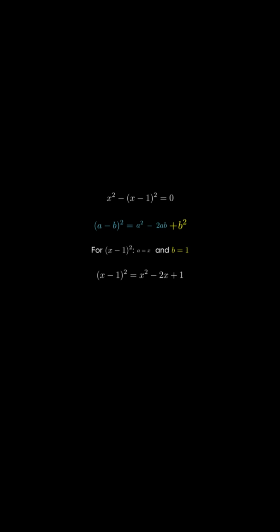Remember that any number raised to the power of 2 is that number multiplied by itself. So by applying the binomial square formula, we've expanded x minus 1 squared to be x squared minus 2x plus 1. This type of expansion is essential for solving many algebraic equations. With this expansion, we're now ready to substitute it back into our original equation.